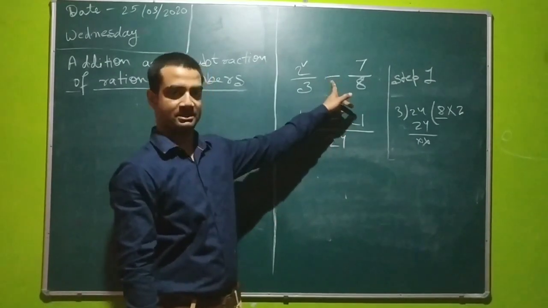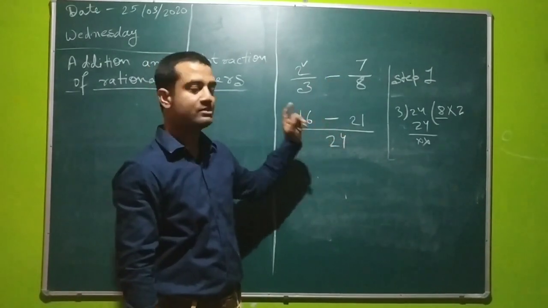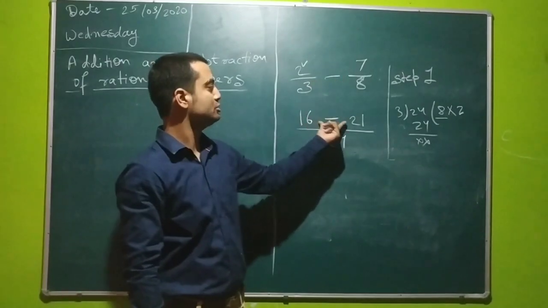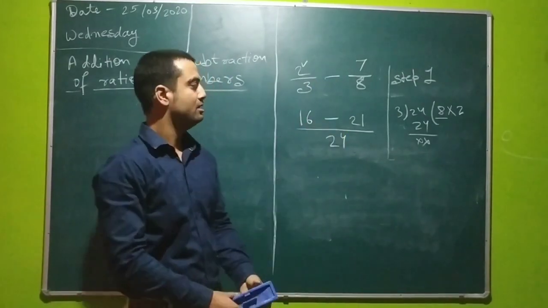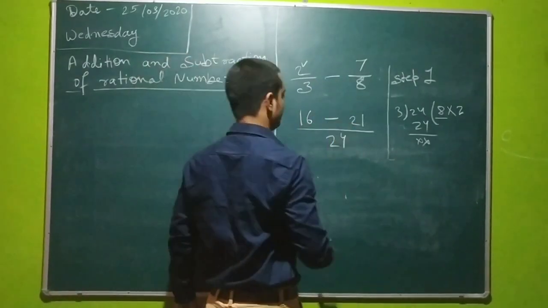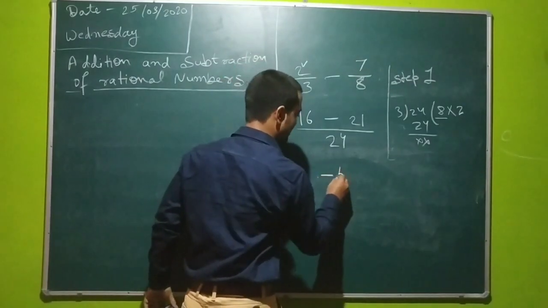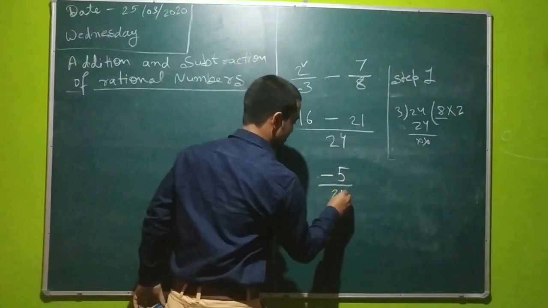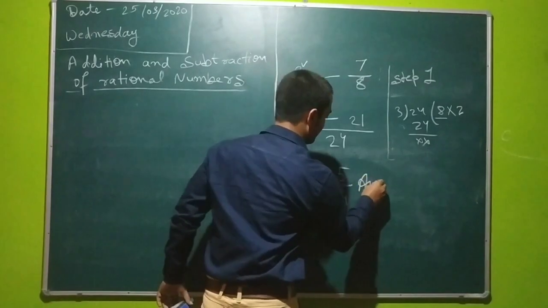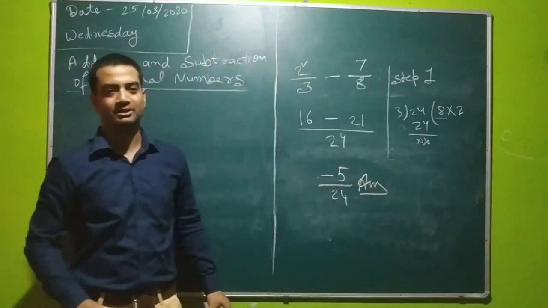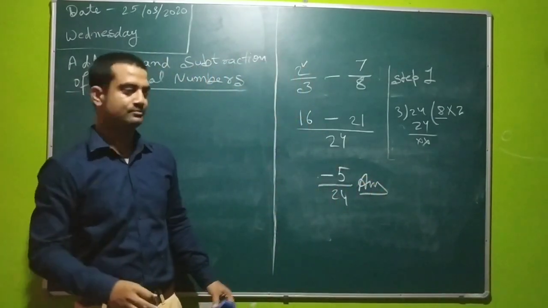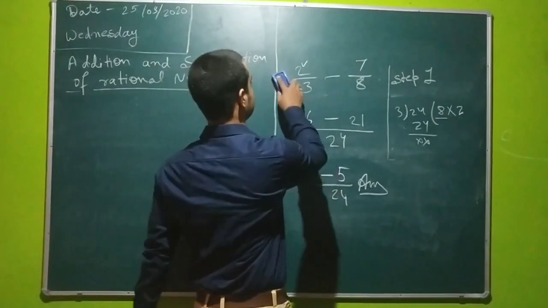Since here was the plus sign, so here also we wrote the plus. Since here is the minus sign, so we will introduce the sign minus. Now 16 minus 21 gives us the answer minus 5 upon 24. In that case, this will be our answer. Now let's have a look at another example.